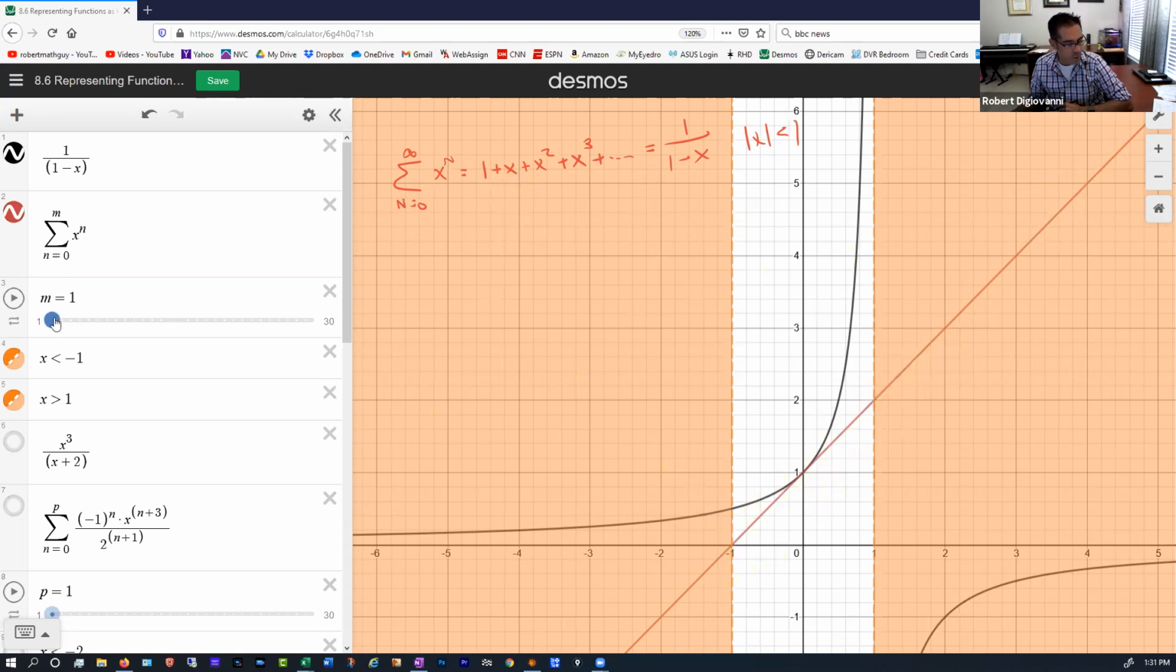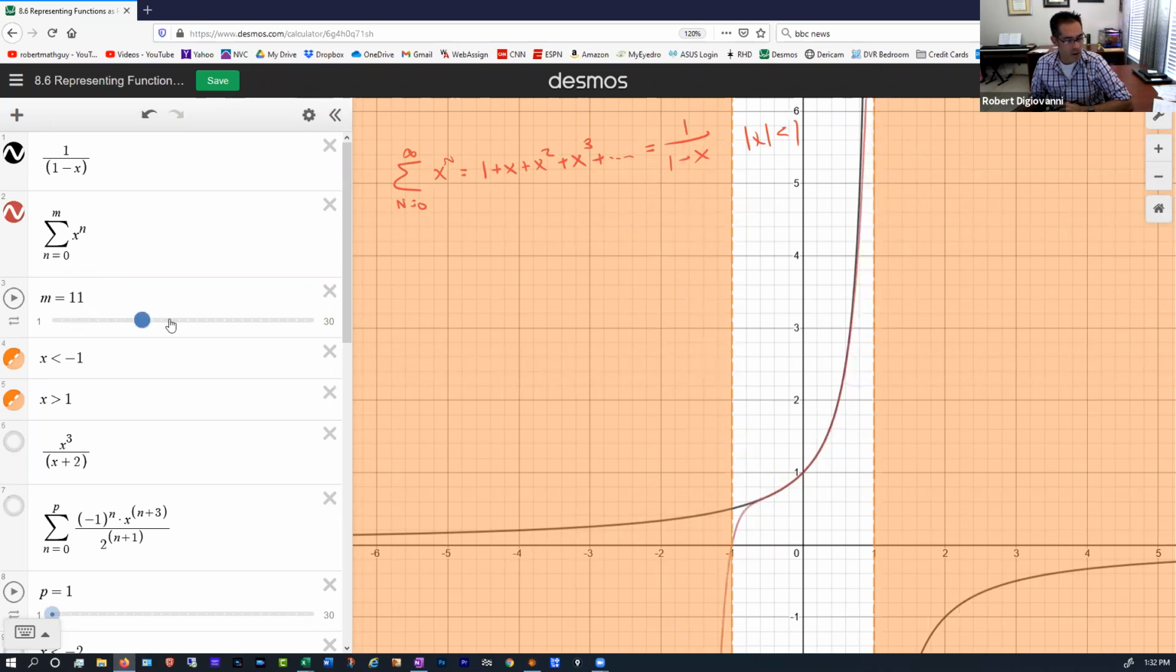And now if I go one more term, now I'm going to have a parabola. So that's going to be 1 plus x plus x squared. So there's a parabola, and it's not bad. It still sucks, but it's not bad. Now next one, I'll have a cubic function. There's a cubic function. See it? It's better. Now next one, I'll have a 4th degree polynomial. Oh, there it is. It's better.